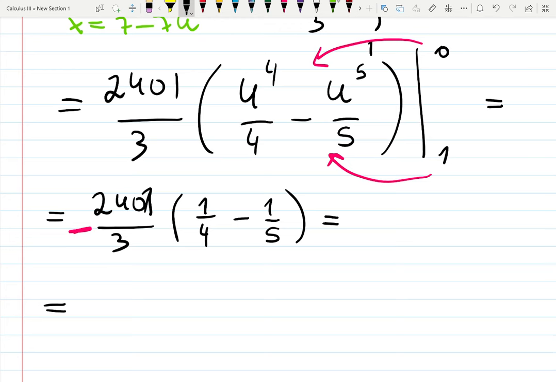1/4 minus 1/5 gives you a nice number. What numbers? I'm not sure why I call it nice. 20 at the denominator. And then it's going to be 5 minus 4. It's 1 over 20. You multiply and you get also 1/4. Yeah, it's good. So it's going to be 2401 over 60.